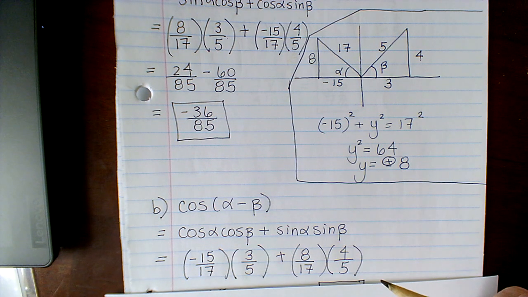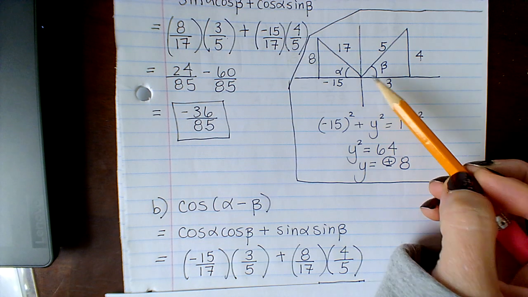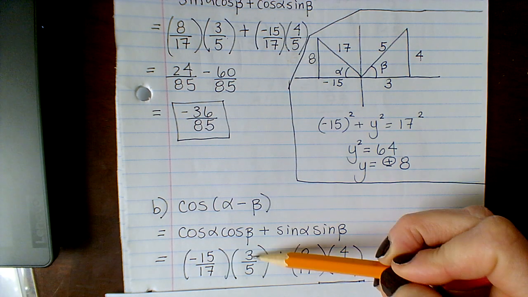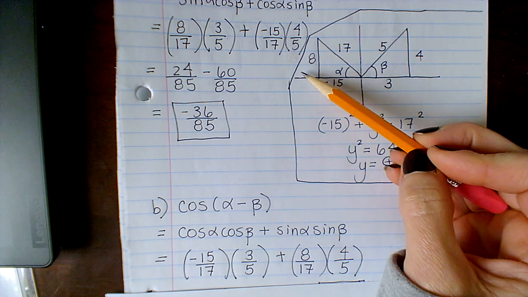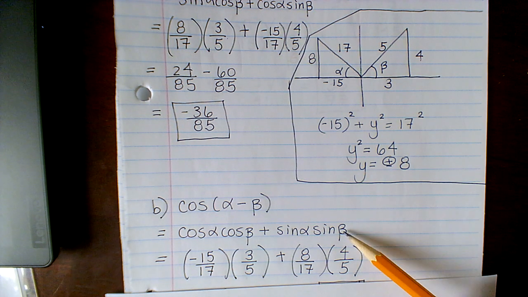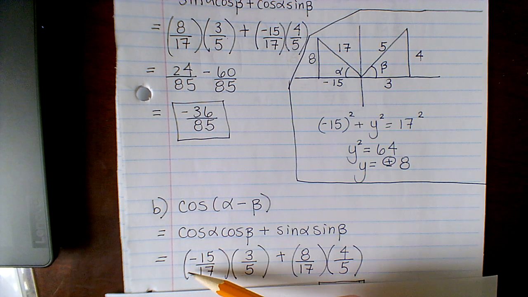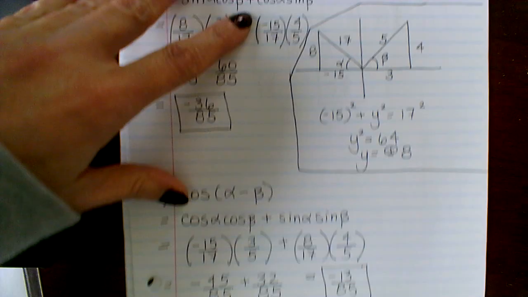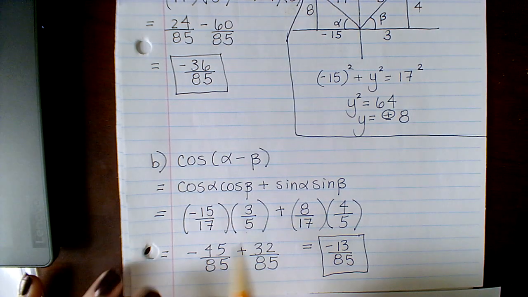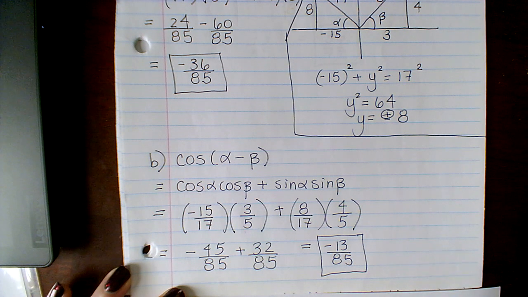Cosine alpha was given to us in the original problem. Cosine beta, we're going to look at beta. Cosine is adjacent over hypotenuse, so it's 3/5. Sine alpha, sine is opposite over hypotenuse. And then sine beta was given to us in the original problem. Multiply that fraction together on your calculator. Multiply that fraction. Remember, when you multiply fractions, you multiply straight across the top and straight across the bottom. And then we're going to add those 2 together. We'll get negative 13 over 85.